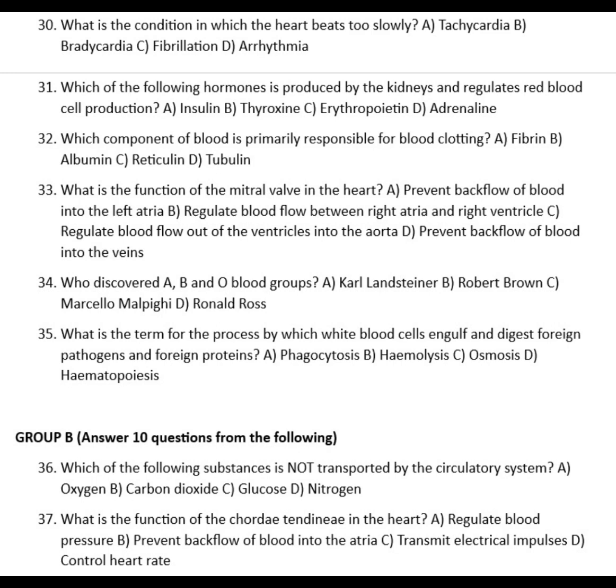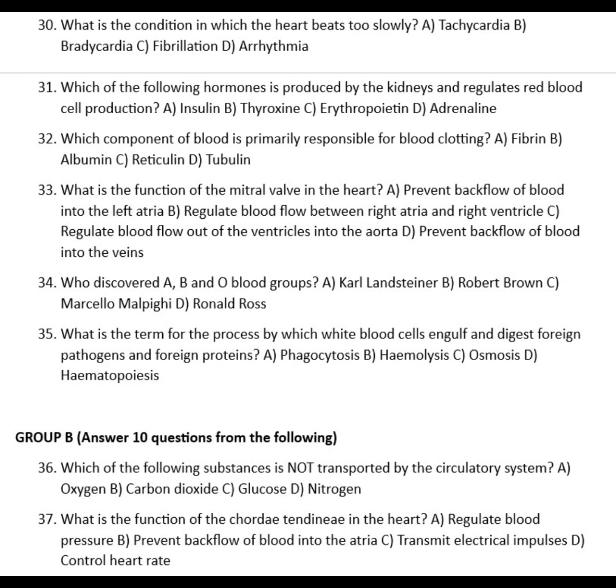34. Who discovered A, B, and O blood groups? A. Carl Landsteiner. B. Robert Brown. C. Marcello Malpighi. D. Ronald Ross. 35. What is the term for the process by which white blood cells engulf and digest foreign pathogens and foreign proteins? A. Phagocytosis. B. Hemolysis. C. Osmosis. D. Hematopoiesis.